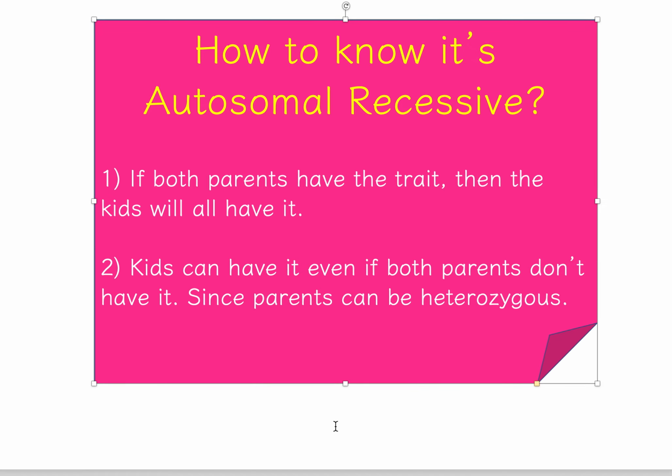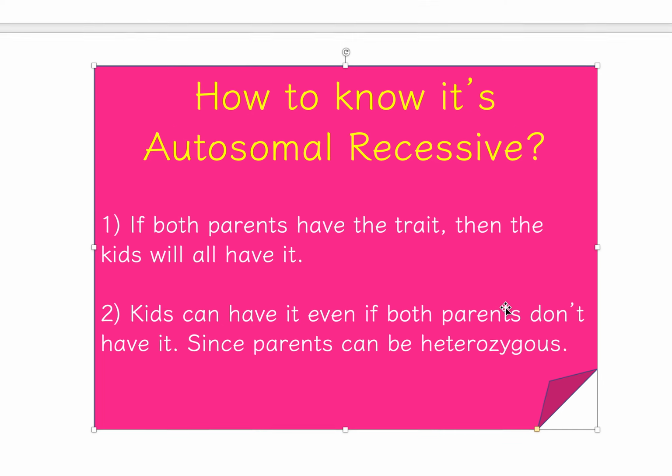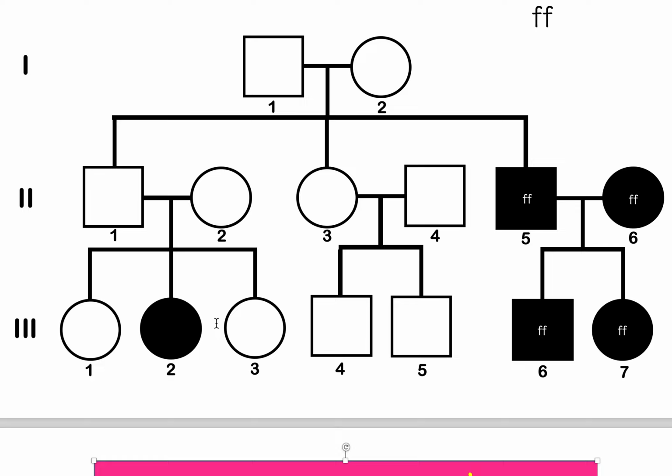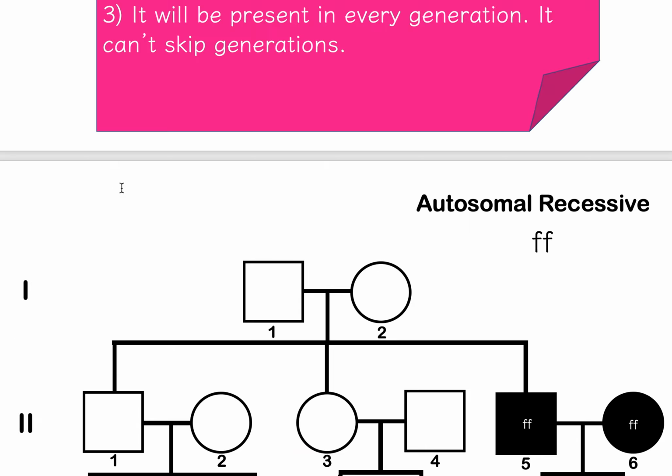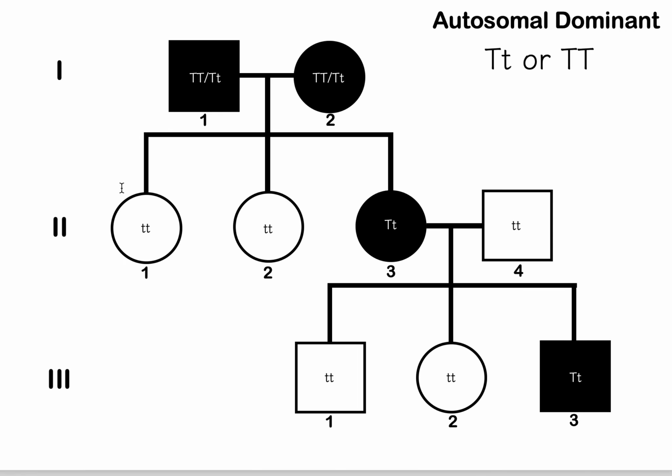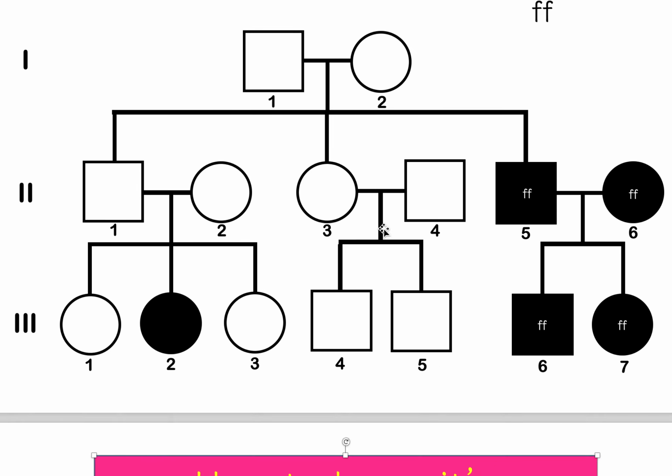Kids can have it even if both parents don't have it, since parents can be heterozygous. So I'm saying that it's possible for a kid to have it even though both parents don't have it. On the contrary, for autosomal dominant, it's impossible. For a kid to have it, a parent must have it. It's impossible for a kid to have it when a parent doesn't have it, okay?